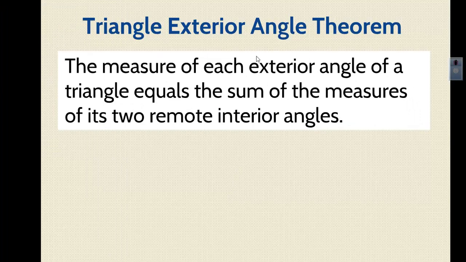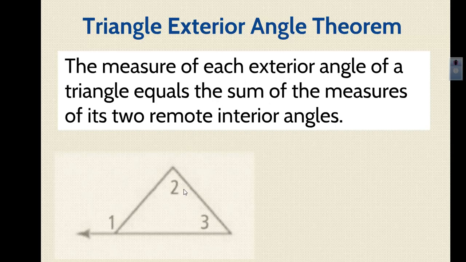All right, triangle exterior angle theorem. So the measure of each exterior angle of a triangle equals the sum of the measures of its two remote interior angles. So to understand what the remote interior angles are, an exterior angle is formed by extending one of your sides of your triangle. So if we extend this out, it forms an exterior angle. Angle 1 is supplementary with this adjacent angle that's inside. So that means that angle 1 is equal to the sum of angle 2 plus angle 3.